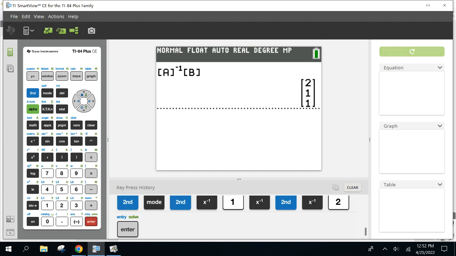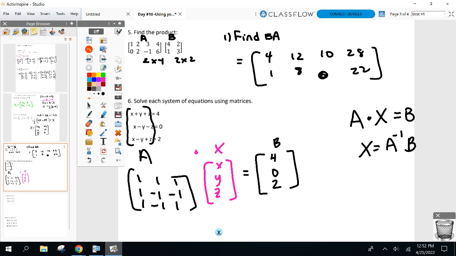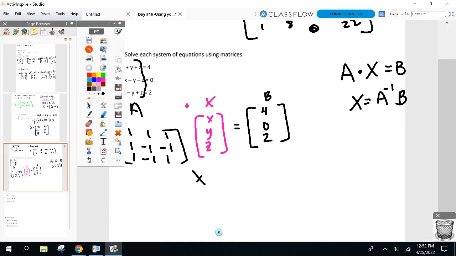There's your answers. Done. 2, 1, 1. X equals 2, Y equals 1, Z equals 1. Yeah, we're killing the calculators over here.